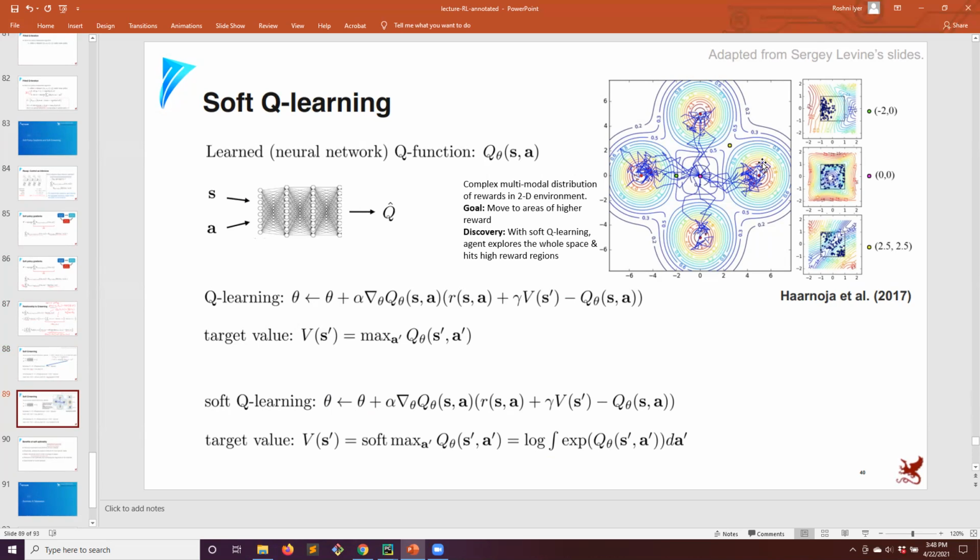And that's the interesting thing we see with soft Q learning, that it has a good balance between exploration of the space, but it also is able to maximize the objective, and it's able to get these high reward regions.